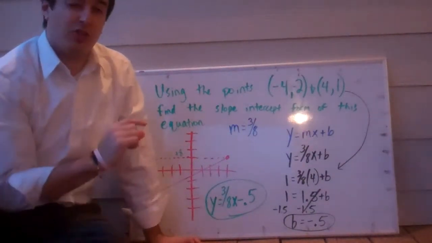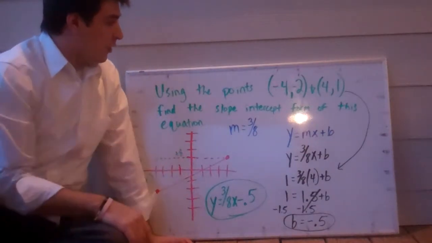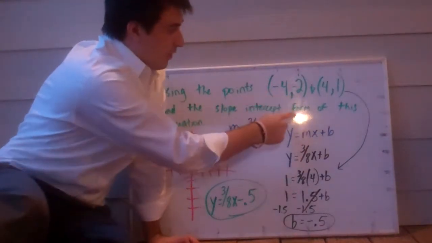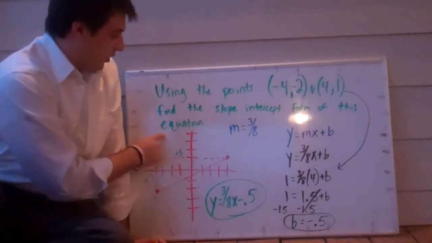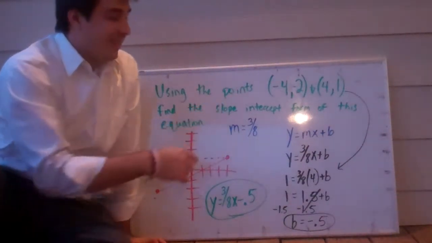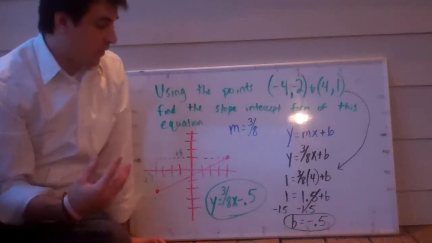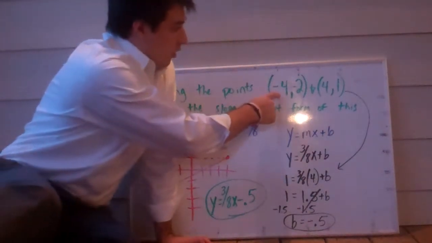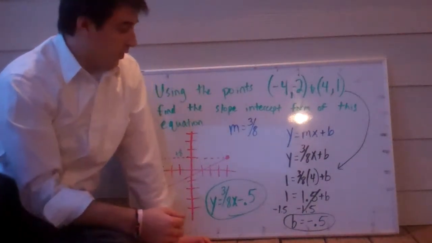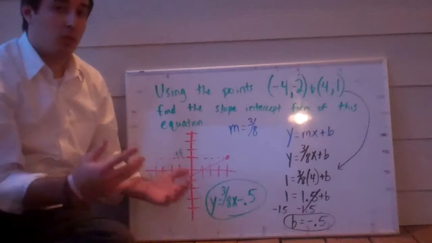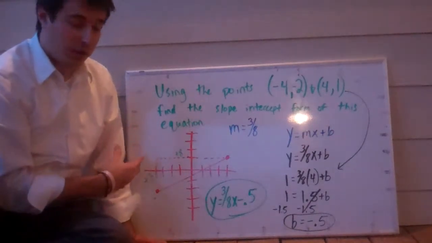So this one right here is slightly different. Using the points -4, -2, and 4, 1, find the slope-intercept form of this equation. Again, this time we don't know our slope to start, so we have to figure that out. We can do y2 minus y1 over x2 minus x1, or I can just draw a picture, whichever one you prefer. Personally, I drew a picture.